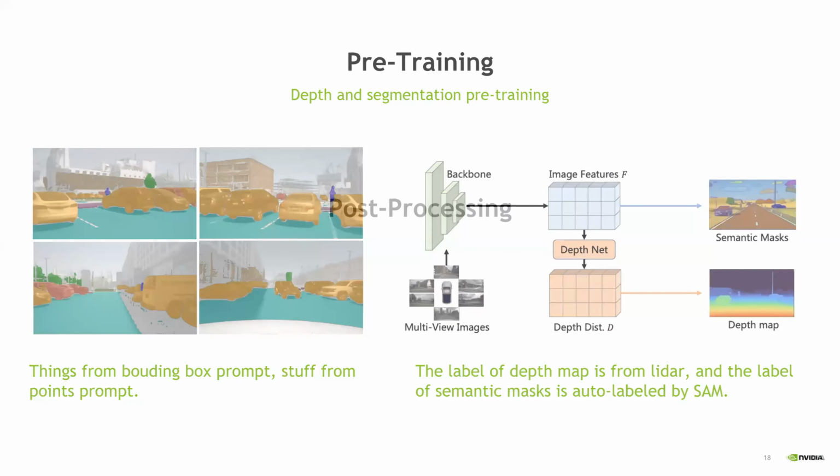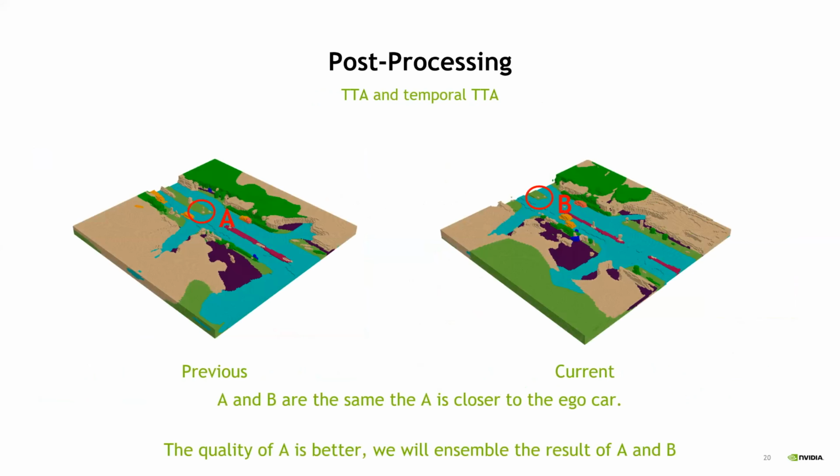And of course, post-processing. I think this part is a little bit less interesting, but since this is a challenge, it is needed. We use test-time augmentation. Basically, you apply different kinds of perturbations, such as flips, and ensemble the results. We also use temporal TTA, where we consider different frames and aggregate the information along the temporal dimension, and this refines your final result.